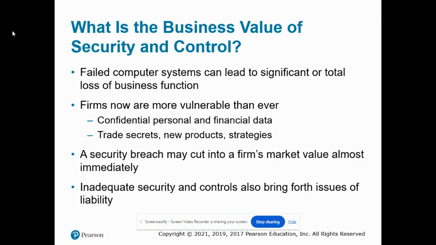Can you think of an example of how inadequate security or control can pose a serious legal liability? The text gives us the example of BJ's Wholesale Club, which was sued by the U.S. Federal Trade Commission for allowing hackers to access its system and steal credit and debit card data for fraudulent purposes.